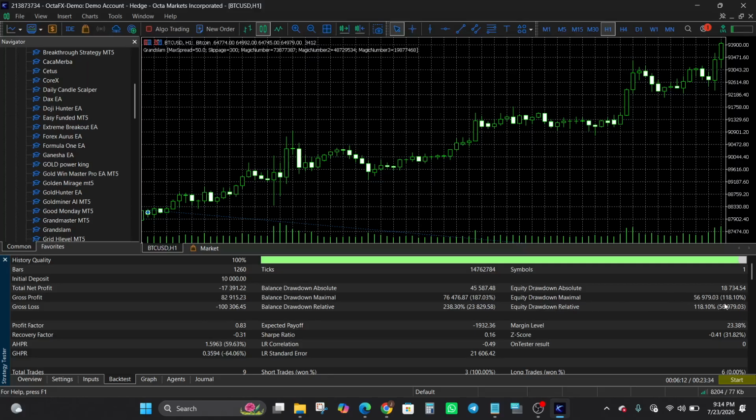You can see equity drawdown 118.1%. That's the maximal equity drawdown. The maximal balance drawdown 187.03%. Okay, from a trader's perspective, those are important metrics because they help indicate whether profits were large enough to consistently outweigh losses, and how much account volatility was experienced while achieving those results.